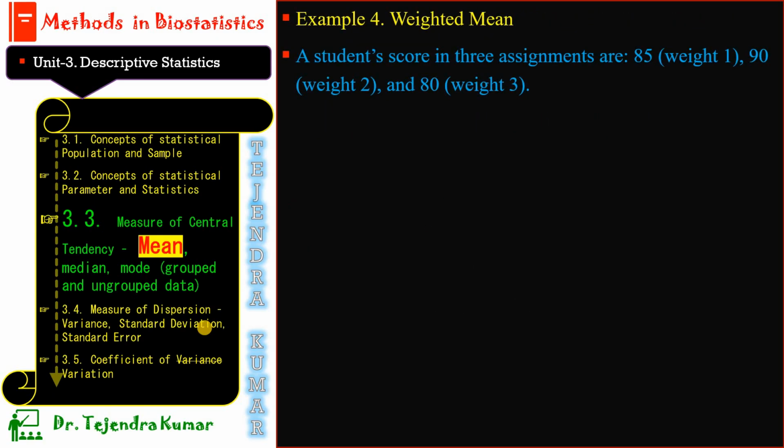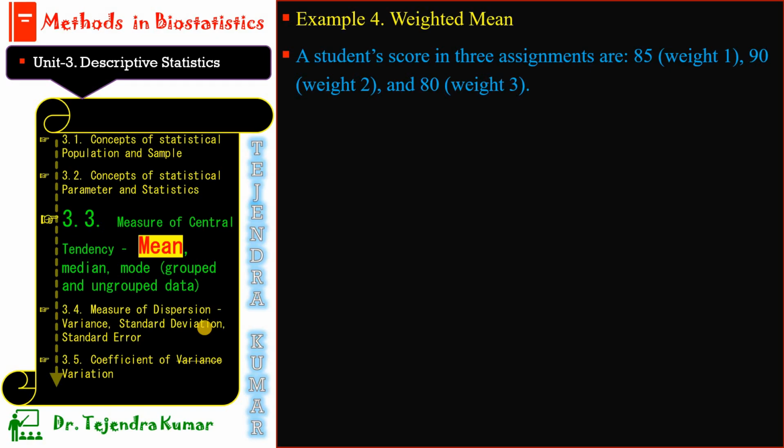In example number 4, here we have taken a different type of mean, which is the weighted mean. Suppose a student's scores in 3 assignments are 85 having weight 1, 90 weight 2 and 80 weight 3. Okay, you can understand this with some other example.